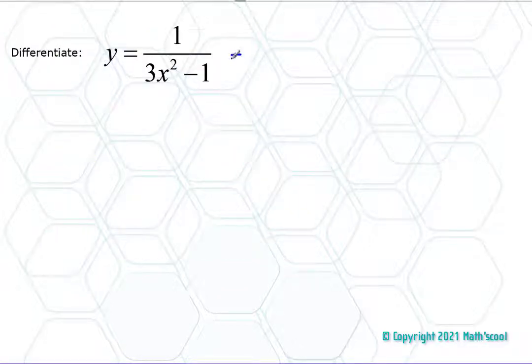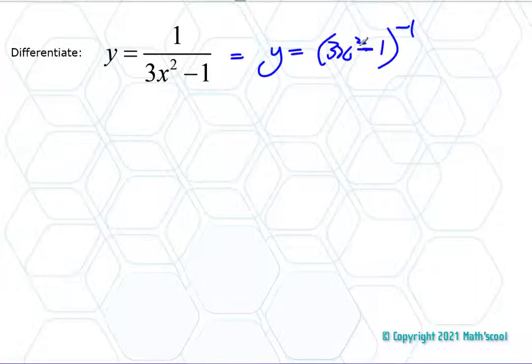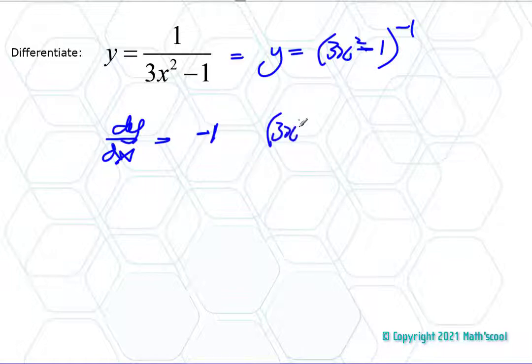Okay, so I'm going to rewrite this using indices first. So y equals 3x squared minus 1 to the minus 1. And then now I'm going to differentiate it. dy by dx equals, the minus 1 is going to come down. Then it's going to be 3x squared minus 1 to the minus 2. So bring down the power, knock 1 off the power. Extra step, multiply by the differential of the brackets, which is 6x.